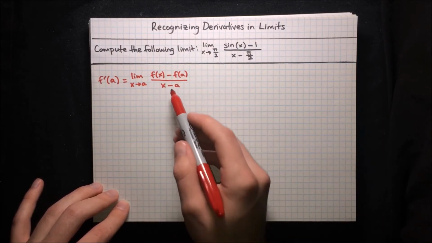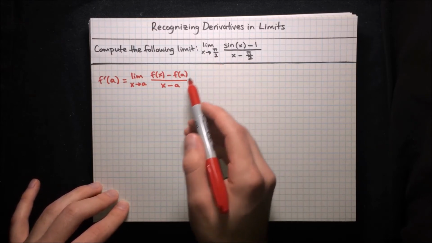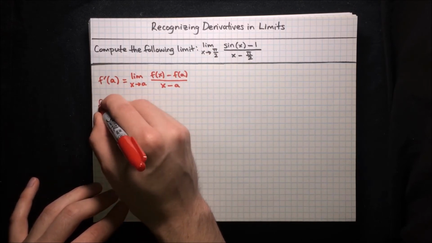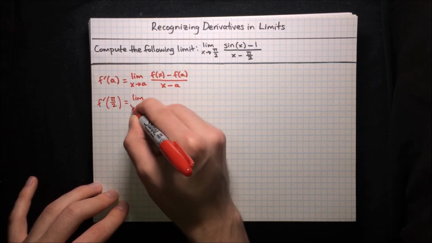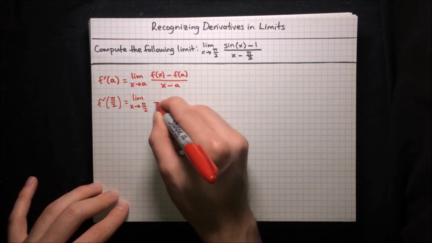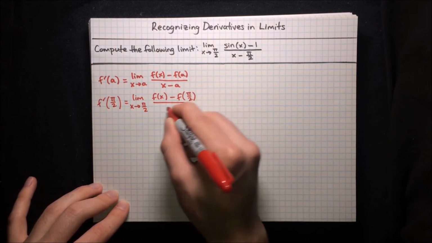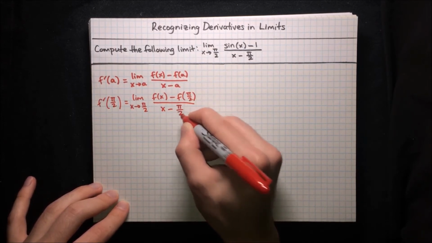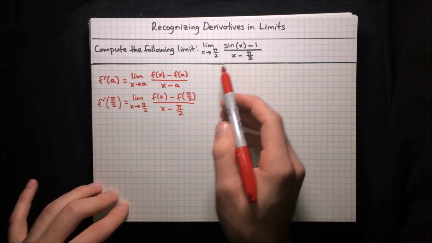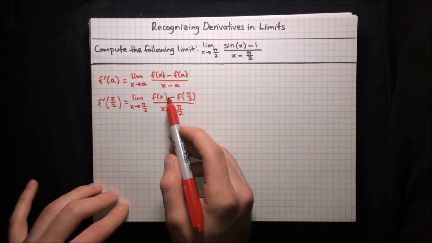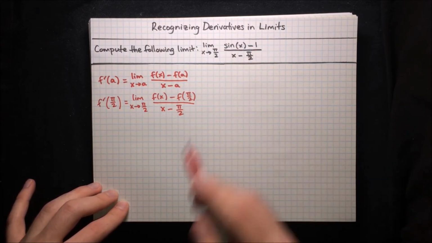So let's go ahead and try to fit this derivative definition to the limit at hand. First of all, we see that x is approaching pi over 2, so that's an indication that a here would be pi over 2. So let's write that down. f prime of pi over 2 is equal to the limit as x approaches pi over 2 of f of x minus f of pi over 2 all over x minus pi over 2. So that matches up pretty well so far. The limit part matches up, the denominator matches up. It's just the numerator that we have to tailor a bit. We have to choose our function f so that f of x is sine x and f of pi over 2 is 1. And well, that's a pretty obvious choice.